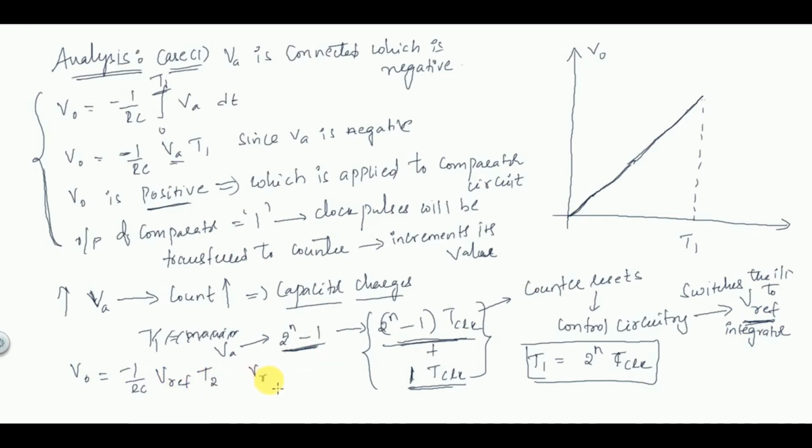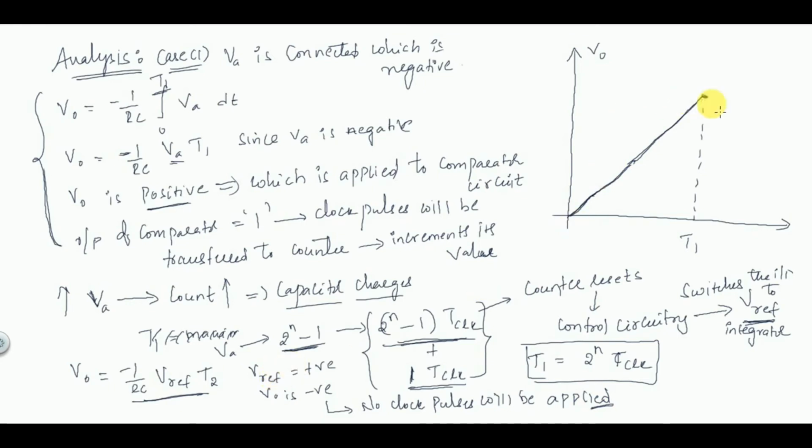Since V reference is positive, this is a negative value. So V0 is negative. When V0 is negative, then no clock pulses will be applied. So no clock pulses will be applied and the counter will be in that state only. So until it charges to this, and then what will happen when the output is negative?